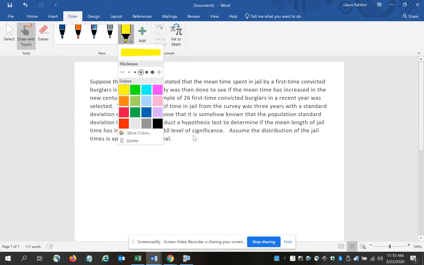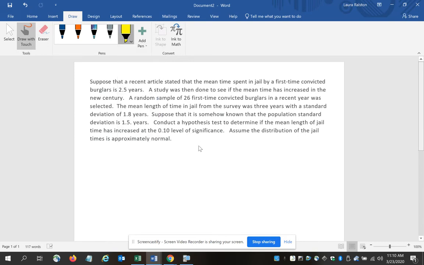If you look near the end of the problem, the next to the last sentence reads, conduct a hypothesis test to determine if the length of jail time has increased at the 0.10 level of significance. The word increased makes me think of the math symbol greater than, and you may think, well, increased from what? Well, if you go back to the beginning of the problem, it tells us that the mean length of jail time is 2.5 years.